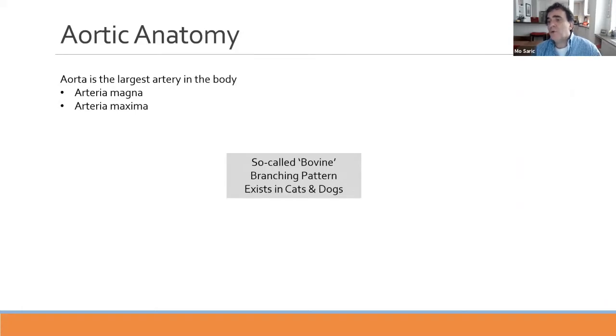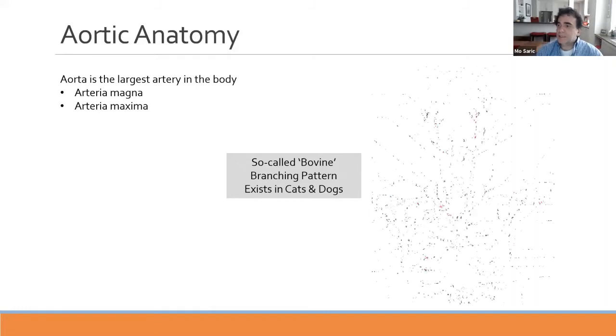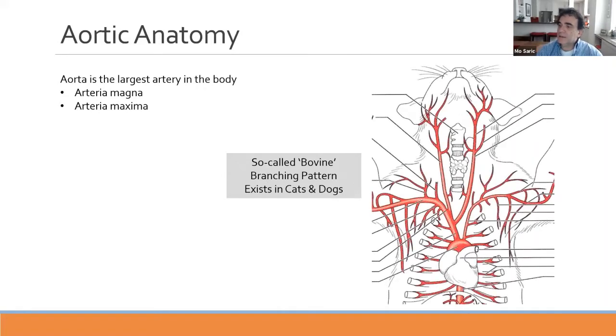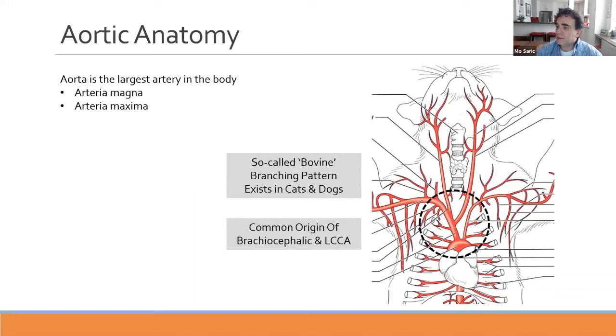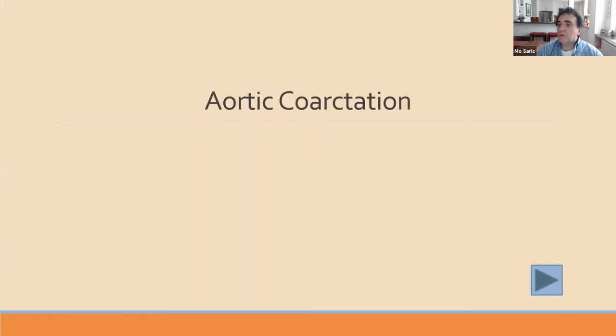The so-called bovine branching pattern actually exists in cats and dogs, and this is a rendering of cat anatomy. You can see there is a common origin of the brachiocephalic and left common carotid artery in the so-called bovine pattern. But actually we should probably call this a feline pattern of branching.